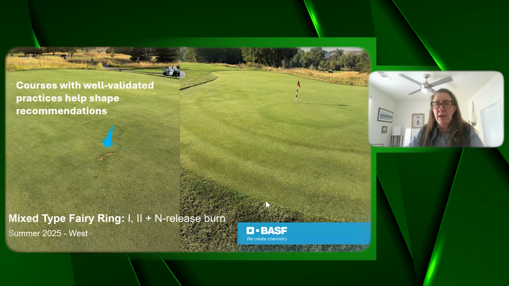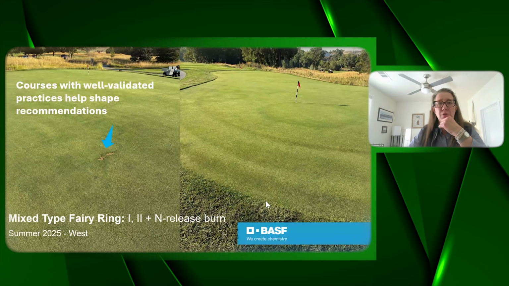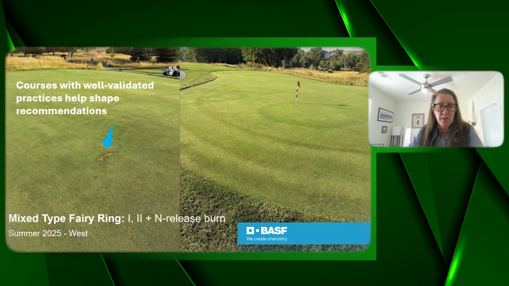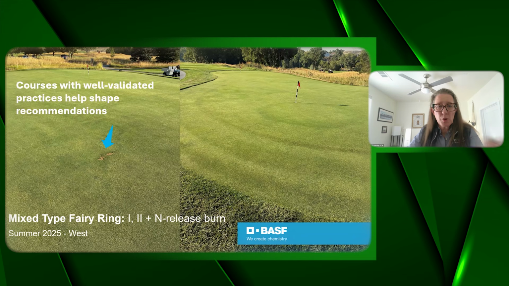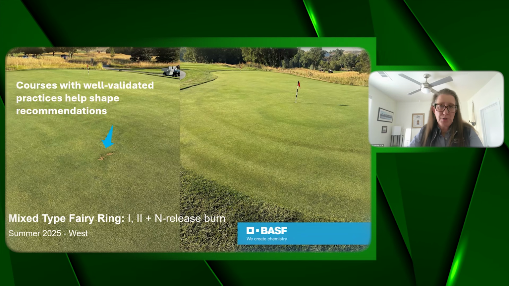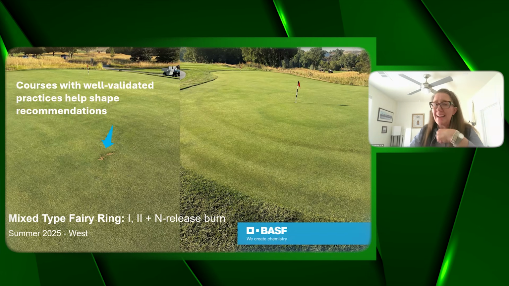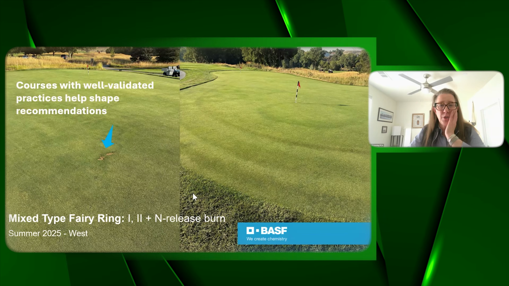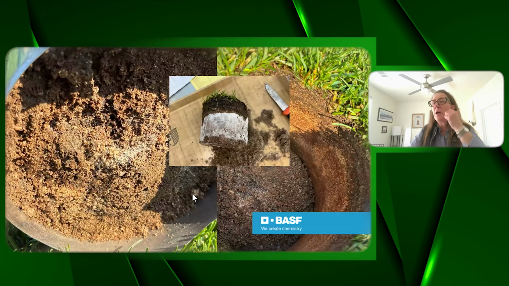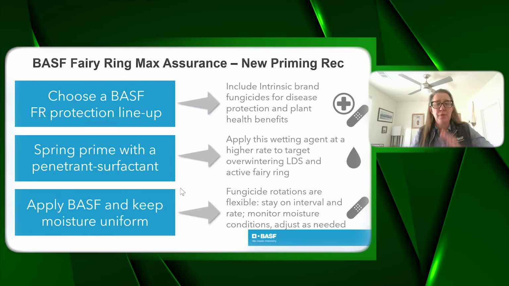So this is what I saw last year too that was really interesting. This is not type 1, this little brown arrowed spot. This is type 2 that was so stimulated, it burned out the turf. Maybe you've seen that before. I had never seen that before. Really interesting stuff. So I want to show you the recommendations. Here they are. This is a priming recommendation for a wetting agent.